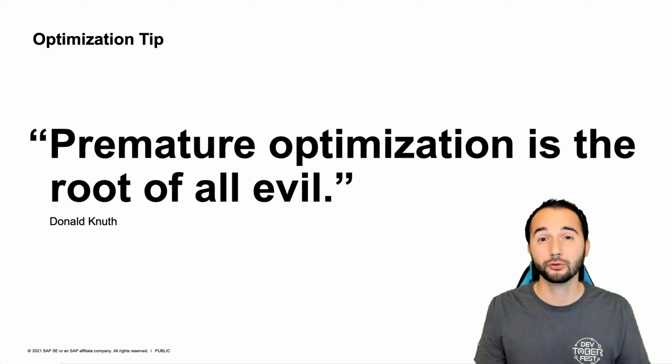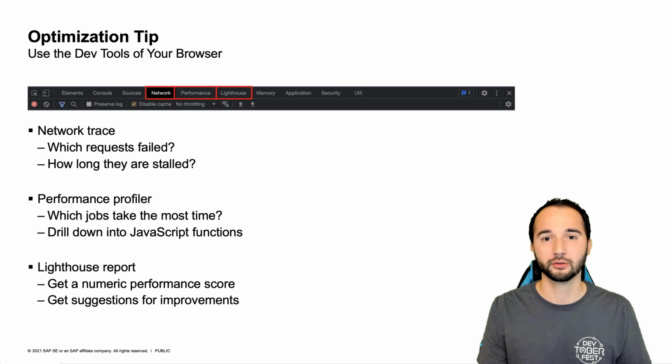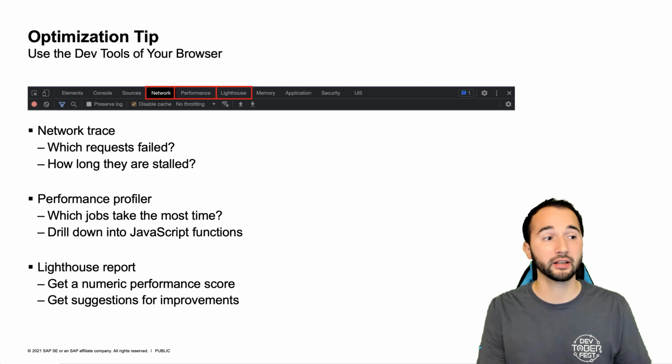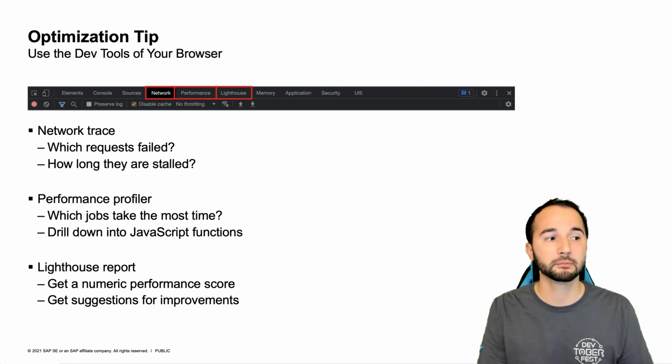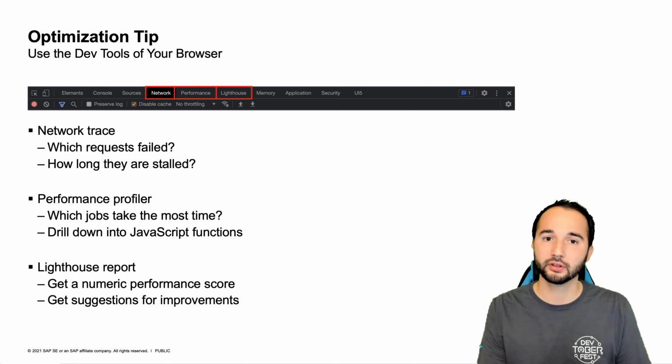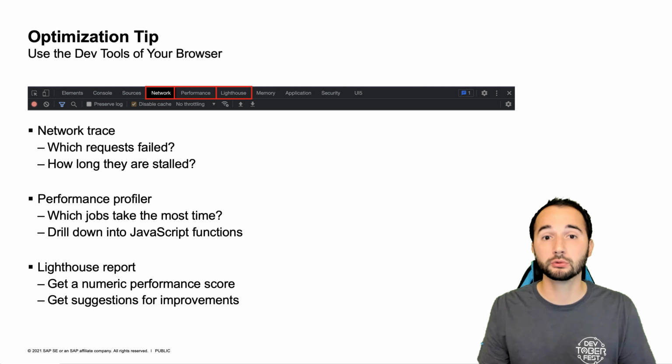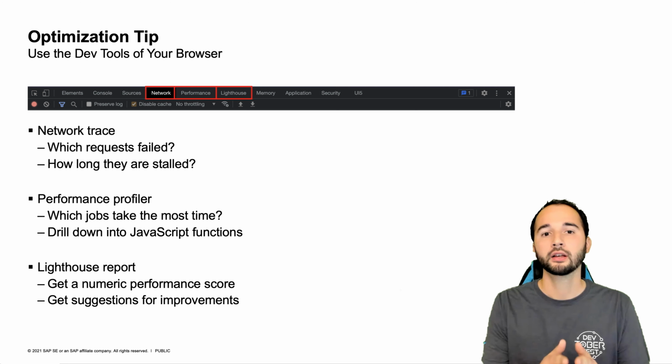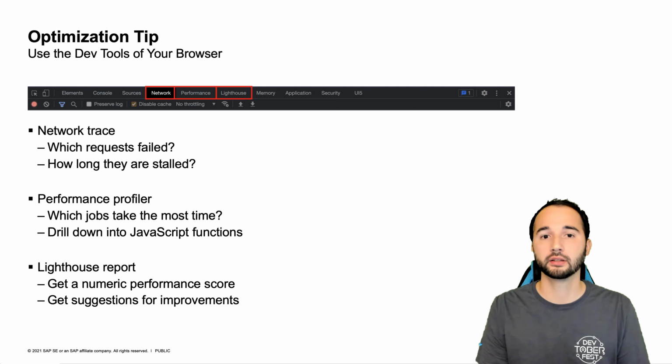But now you wonder, how do I find out what is slowing me down? Well, your browser comes with many great developer tools. Here I just highlighted three of them: the network trace, the performance tab, and the Lighthouse report. You can use all three of them for various tasks, and there are even more great tools in the dev tools provided by your browser, so have a look at them. The network trace, for example, helps you to find out which requests failed, how long a request took, and which request was stalled by another request. And you see a nice waterfall chart that helps you to identify the pain points easily.